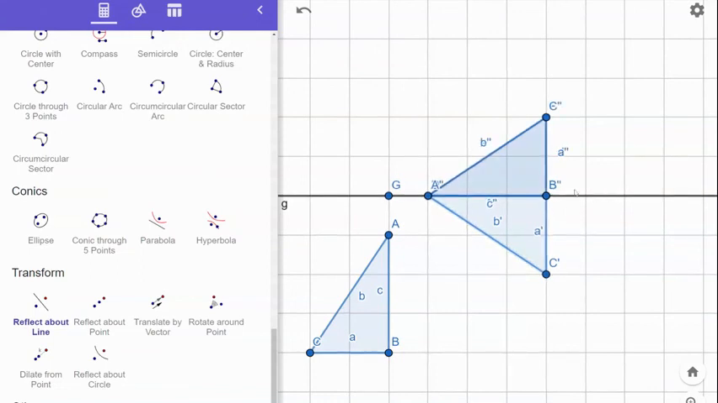Ta-da! So this is a sequence of transformations. First, we did a rotation. I noticed some line symmetry, and then I just reflected across. So that was a sequence of transformations that worked well.